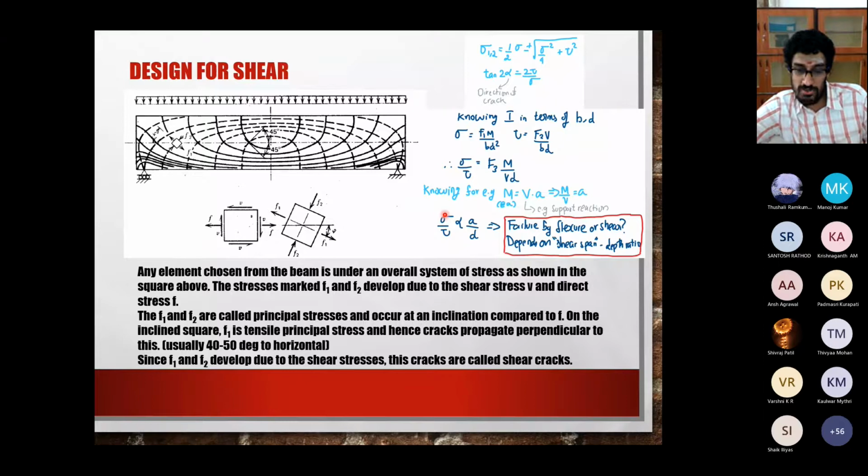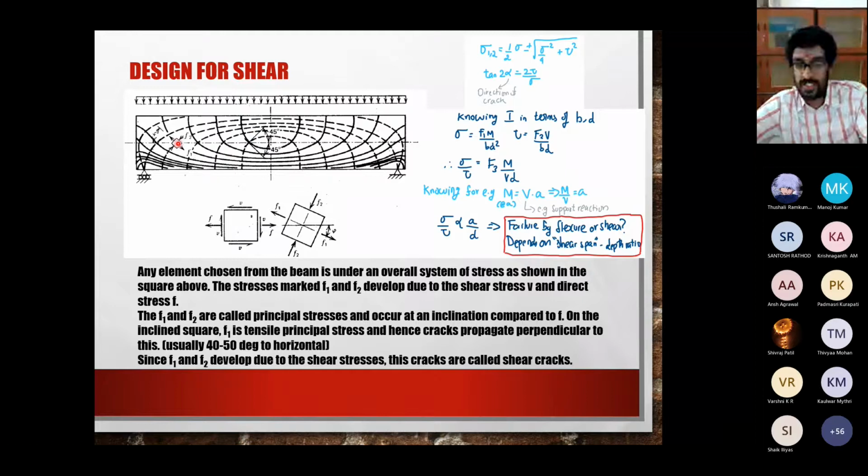what this ratio will be, sigma by tau. And if sigma by tau is less, that means there's a possibility that there will be shear failure. If sigma by tau is quite large, that means the effect of shear is very less and you'll have more or less flexural failure. So how to find the shear span alone is the question.